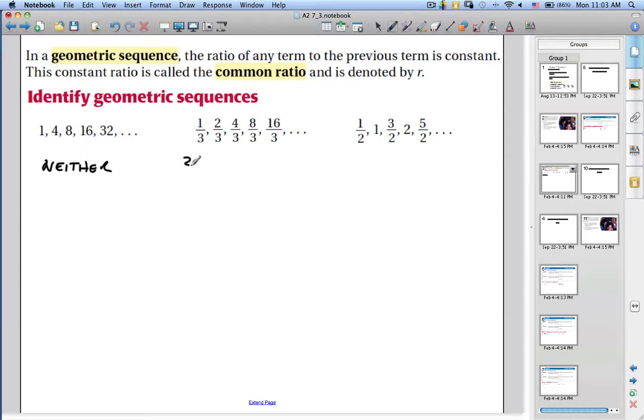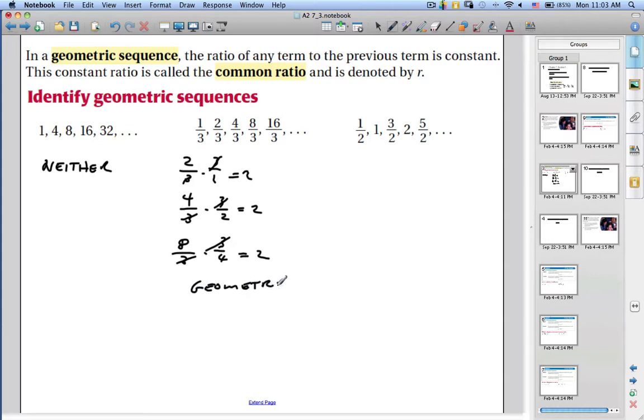Okay, so let's try this. 2/3 times 3 over 1, that's dividing by that, equals 2. I'd have 4/3 times 3 over 2. 4 divided by 2 is 2. Right, and I'd have 8/3 times 3/4. 8 divided by 4 is 2. So in this case, it's geometric. I found a common ratio by dividing. And in this case, my common ratio is 2.